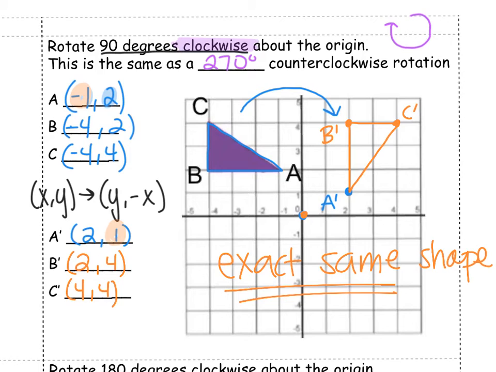And so when I look at this, it's the same shape, same size, same number of units between my 2 points. Between B and C, I have 2 units. Between B prime, C prime, I still have 2 units. So making sure that nothing about the shape has changed except for its directionality. That's something else to remember when you're rotating.